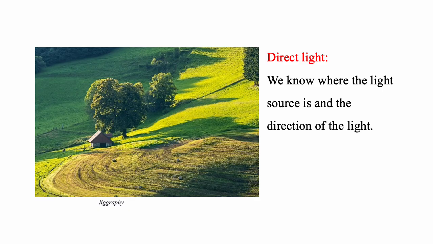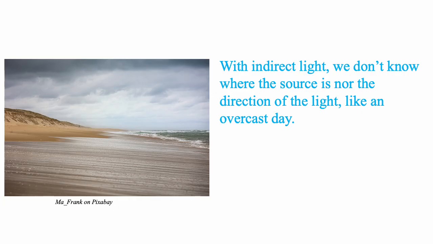To find the light direction, connect the object to the tip of its shadow, and that indicates that the sun is in the upper left here. So this is direct light because we know where the sun is and we know the direction of the light. With indirect light, like an overcast day, we don't know where the source of light is, nor the direction of the light.